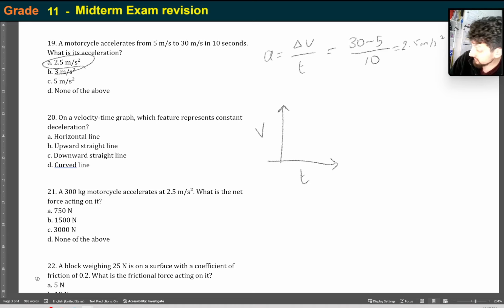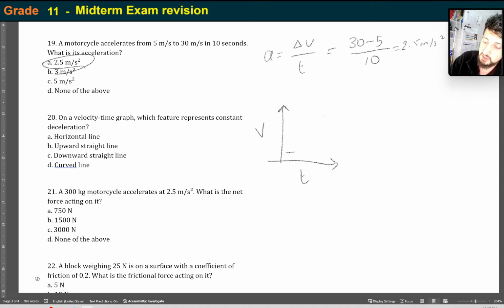Since it says constant and not changing, remember that the gradient or the slope on a velocity time graph represents the acceleration. So this represents constant, positive acceleration, because the gradient doesn't change. The rise over the run over here is equal to the rise over the run over here, which means the acceleration is the same.